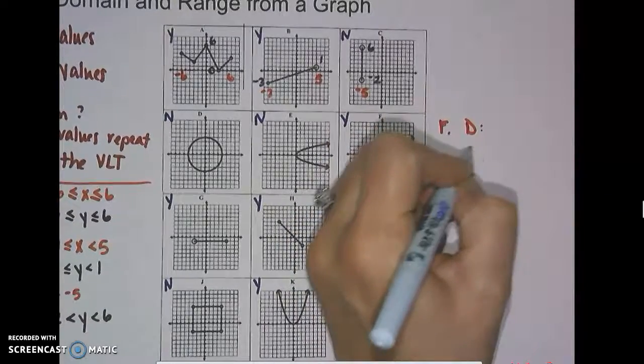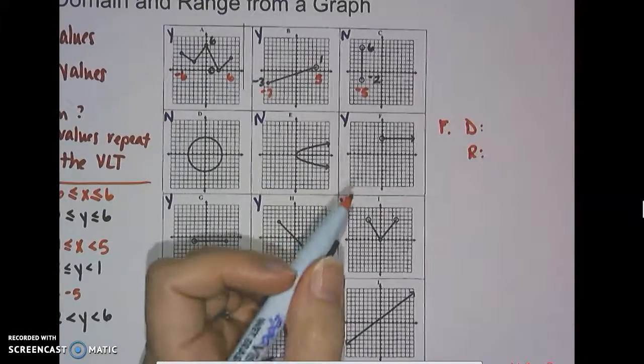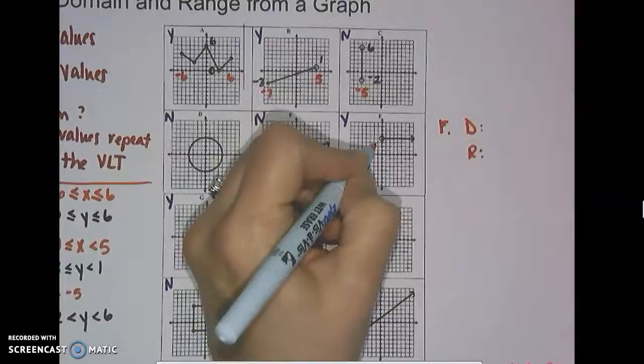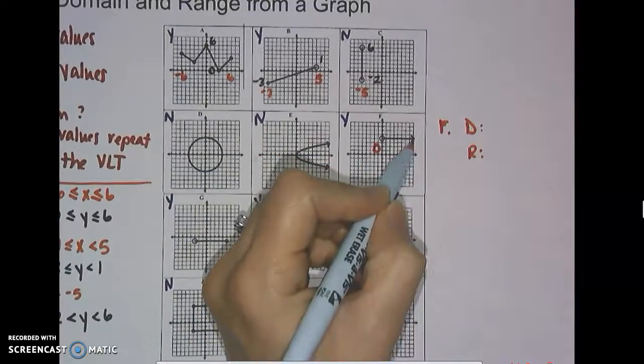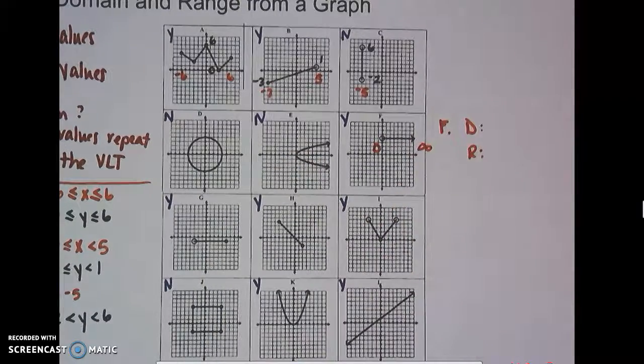So we need domain and we need range. So again, we're looking at the x's. The smallest x that we have is 0. And the highest x that we have, this arrow means that it's going to keep going on forever and ever. It means that the highest x we actually have is infinity.